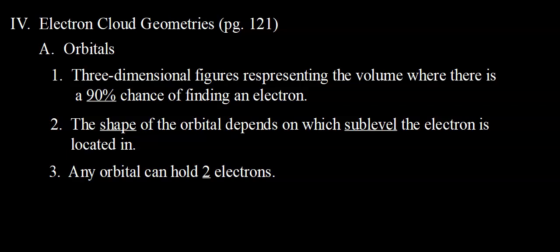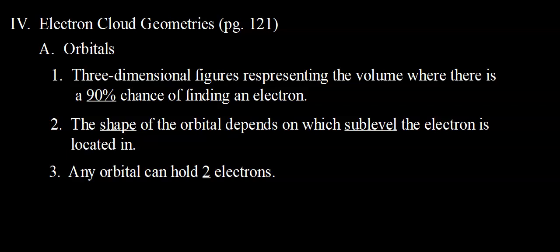Hi, today we'll be talking about electron cloud geometries. Just to review a little bit. When we first started this lesson on electronic structure, this unit rather, we said that the electrons are found somewhere outside of the nucleus. The next day we got a little bit better in terms of describing where they're located, not just anywhere outside the nucleus, but in these things called energy levels.